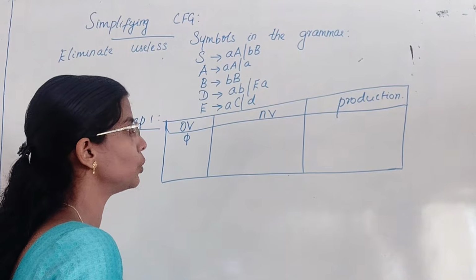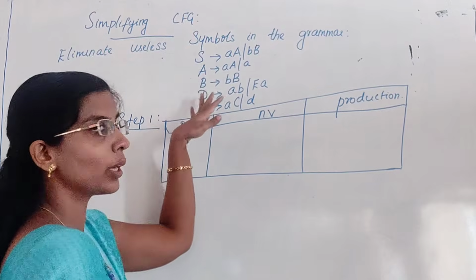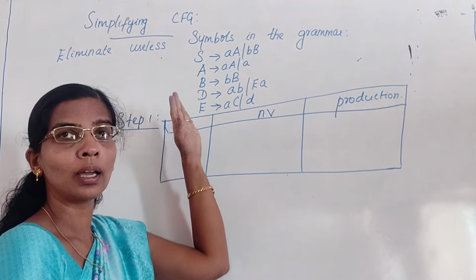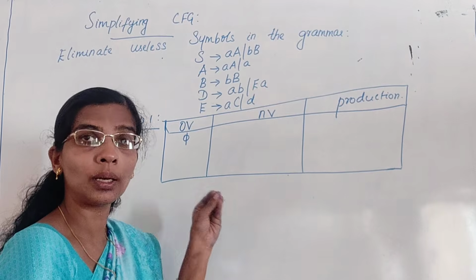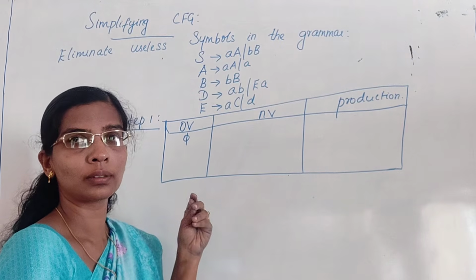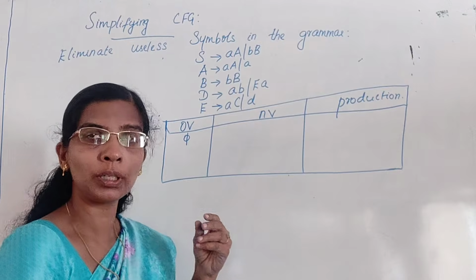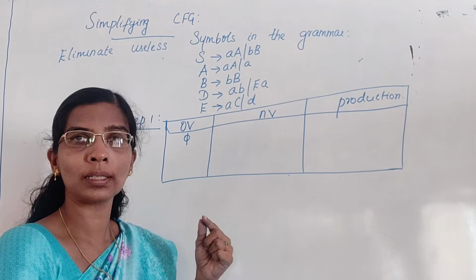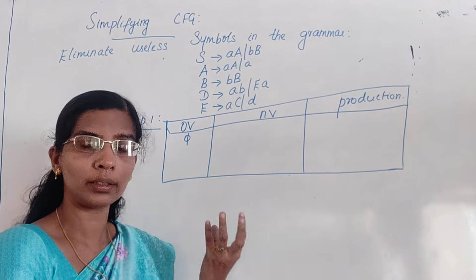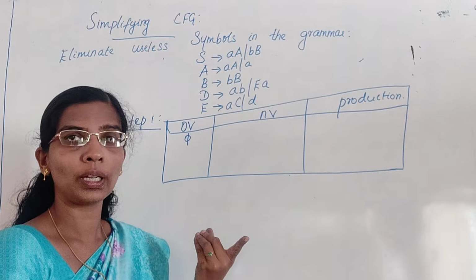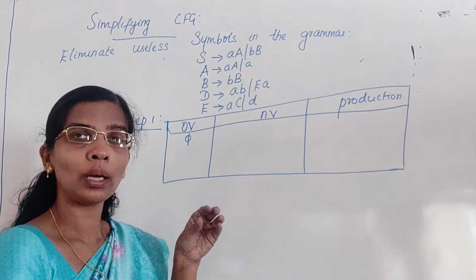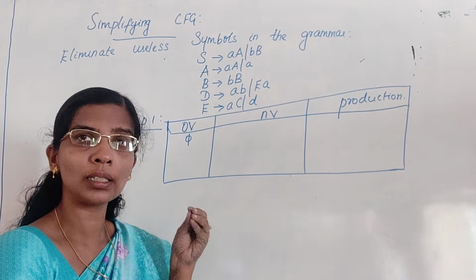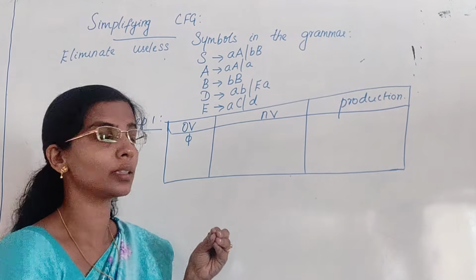What you have to do is take these productions and pick the productions that have only terminals in the RHS. Do you know what terminals are? Lowercase letters. If there is any operator, that is also a terminal. Identifiers, digits, everything is a terminal. So you have to pick the productions that have only terminals in the RHS.